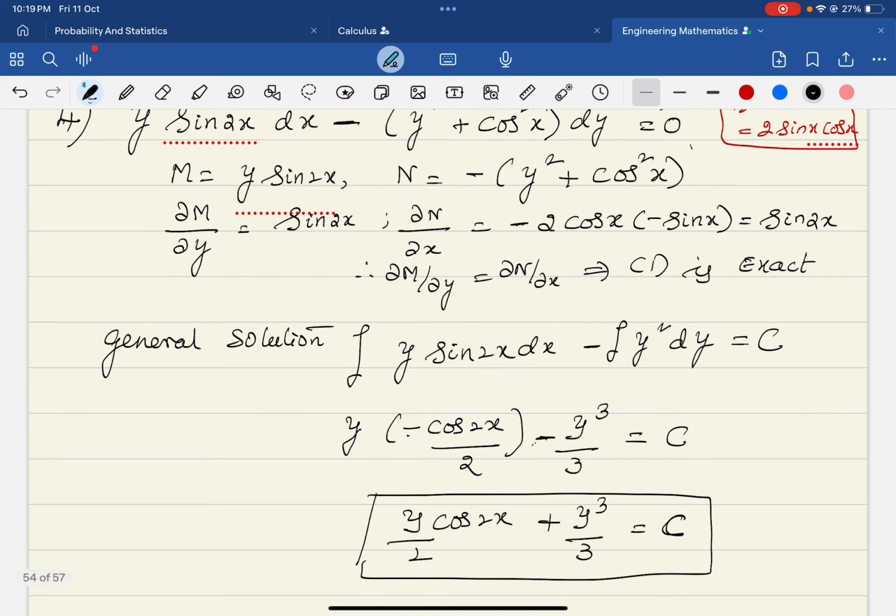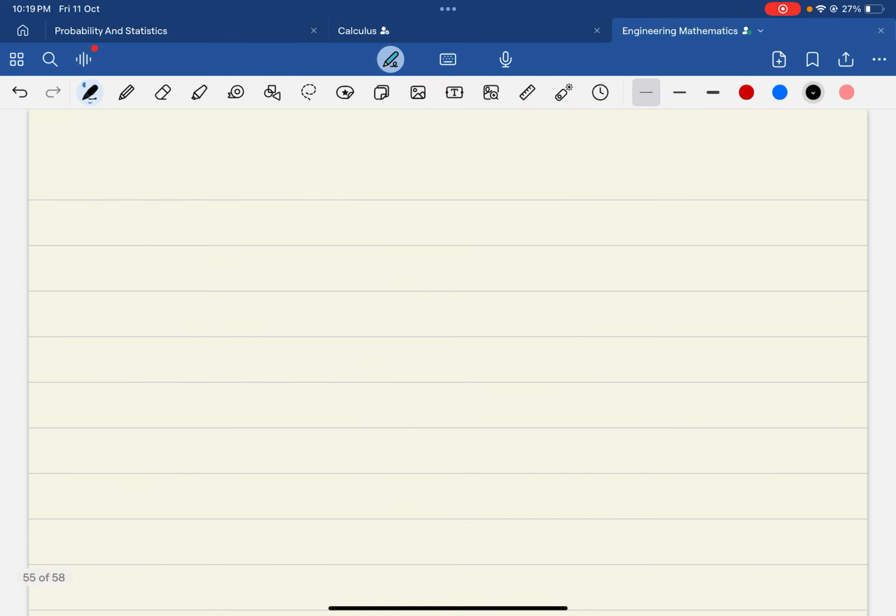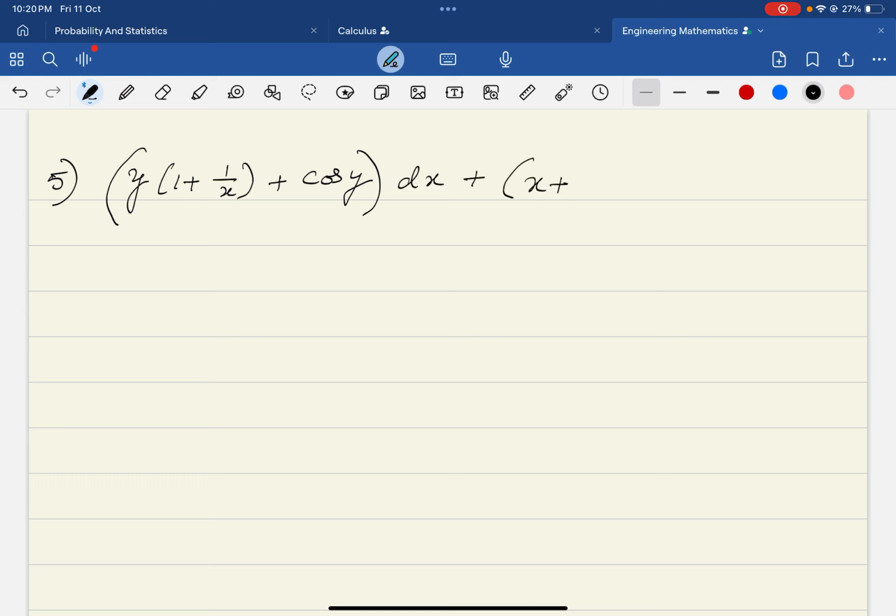Yes, okay. Let us now go to the last problem. This is number 4. Let us have two more problems we will do. The fifth problem is y times (1 plus 1 over x) plus cos y, dx, plus (x plus ln x minus x sin y) dy is equal to 0.